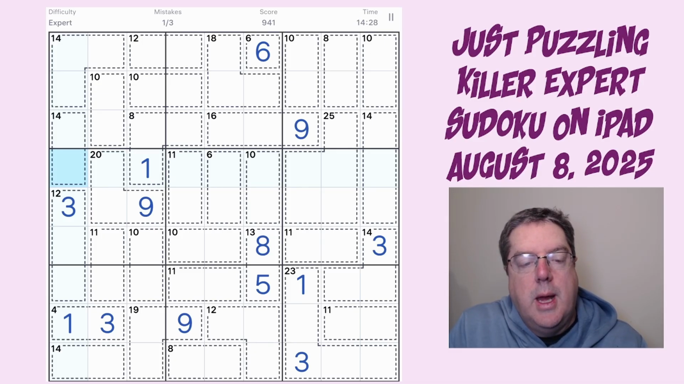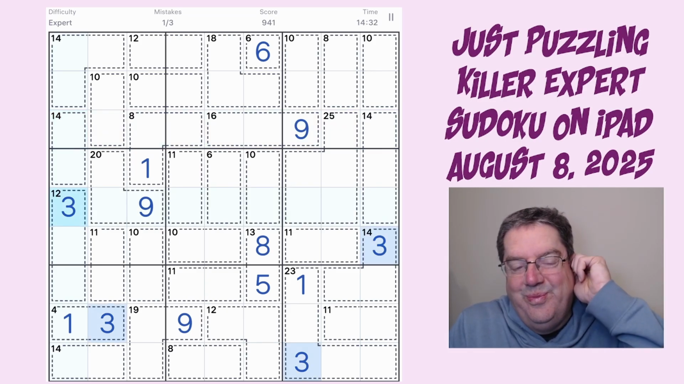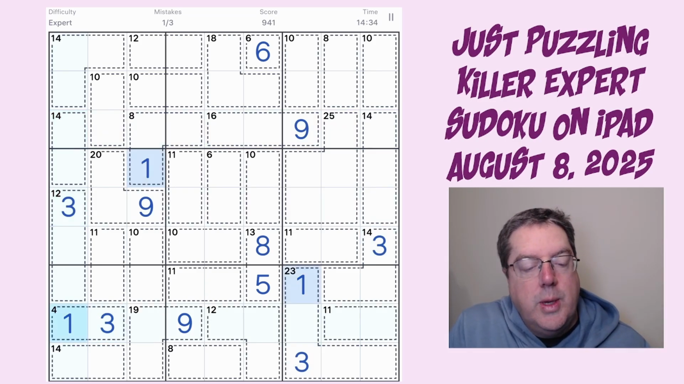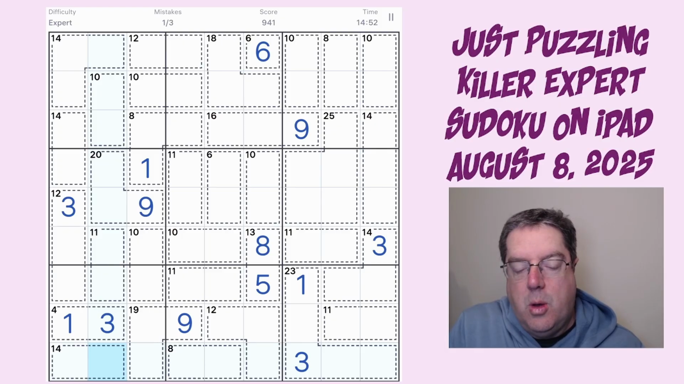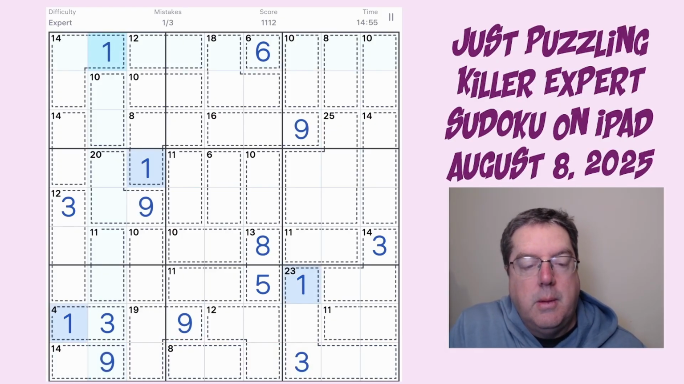So what am I looking at? 14 plus 12 is 26. 27 plus 14 is 41. Plus 14 is 55. So this is a 10. So it can't be 3 and 7. If that's a 10, that can only be a 9 and a 1. So that's a 9 and that's a 1.